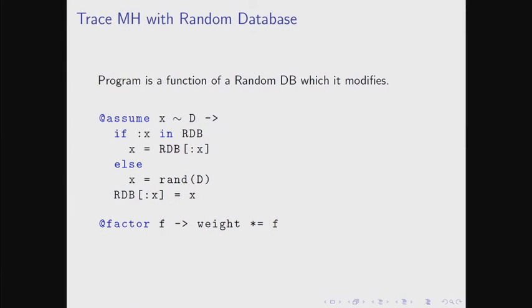Again, if I want to do random DB, which is essentially single-site Metropolis-Hastings, where I update one variable at a time, then my probabilistic program becomes a function of a dictionary. And this dictionary stores the values of my random variables from the previous run. So for assume, I want to look up the value. If it's there, then I put it in the scope. Otherwise, I draw a fresh one, and then I put it back in the database.